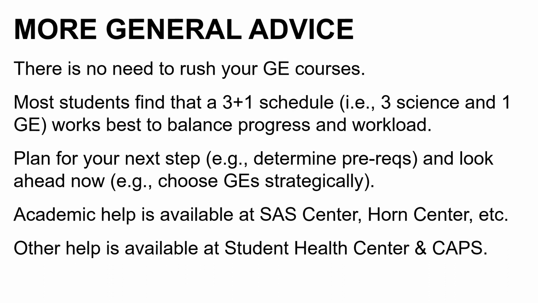In general, you should always be planning ahead. For example, you should identify the upper division courses you're interested in and then look up their prerequisites to make sure you take them early. You can also plan ahead and look at professional school requirements and recommendations to choose GE courses that match. Instead of just treating your GE courses as a checklist, you can be strategic with them.